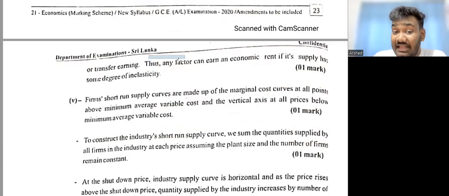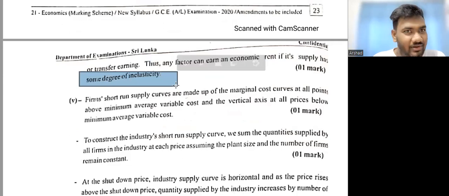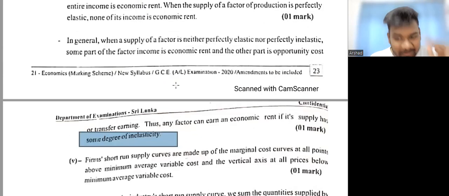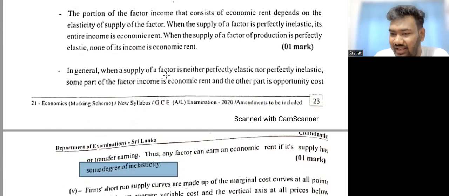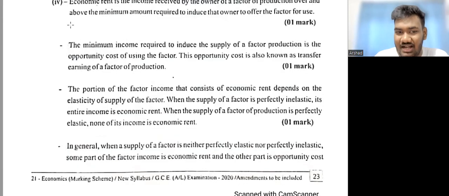See, thus any factor can earn economic rent if the supply has some degree of inelasticity. Remember I told you, as long as it's not perfectly elastic. Now, when it's perfectly elastic, you don't have any economic rent at all. Even if it is a little inelastic, let's say elastic, unitary, inelastic, perfectly inelastic, there is economic rent. So can you see they are not explaining a lot, right? It's 2 marks for this.